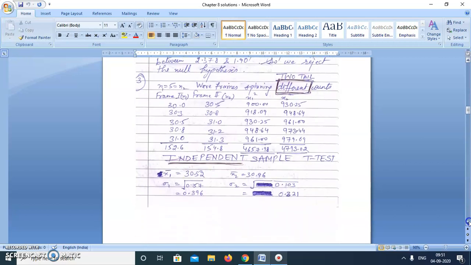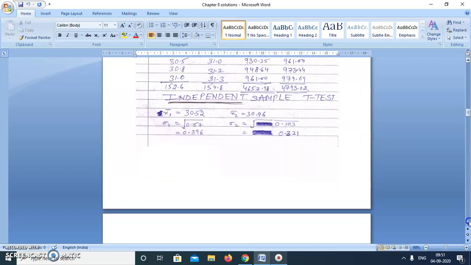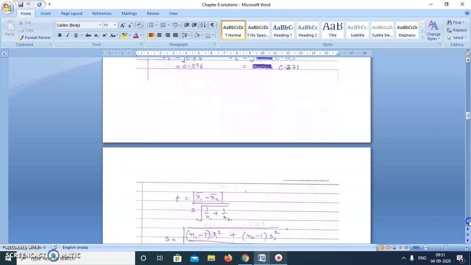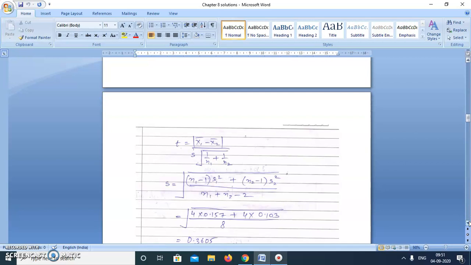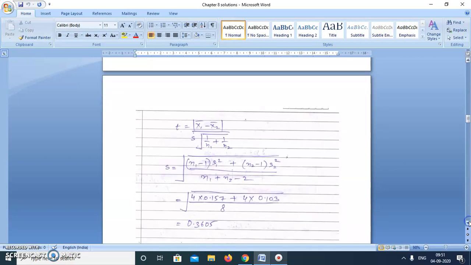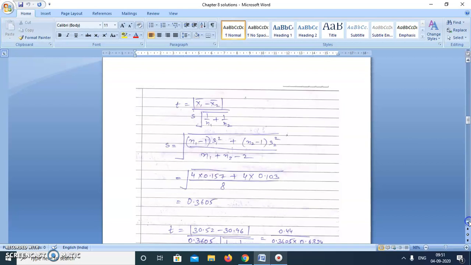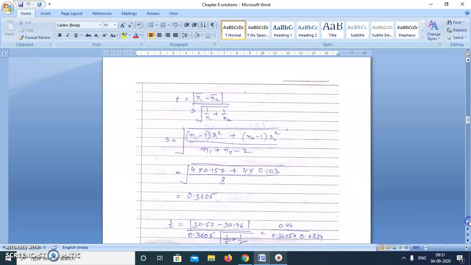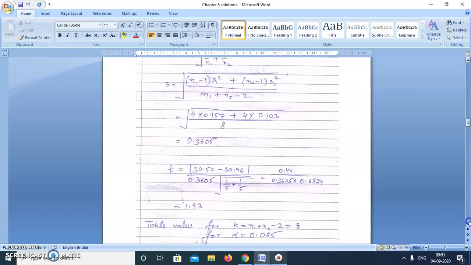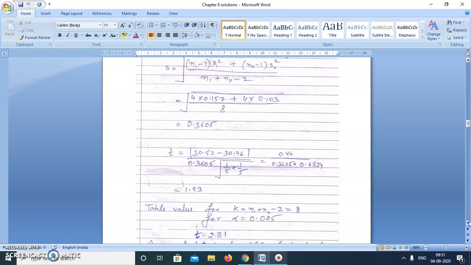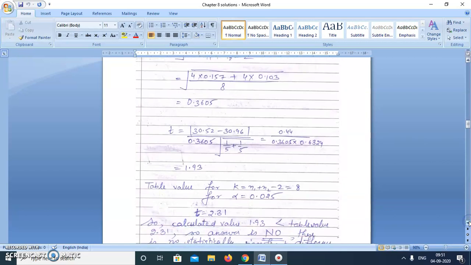I have shown it here, and after that we'll calculate the t statistic. For that we need S, that is pooled standard deviation. So we'll pool the standard deviation of both the datas, and then we'll calculate the t statistic, which the calculations I have shown here. Pooled standard deviation is 0.3605 and calculated t statistic is 1.93, and we'll see the table value here.